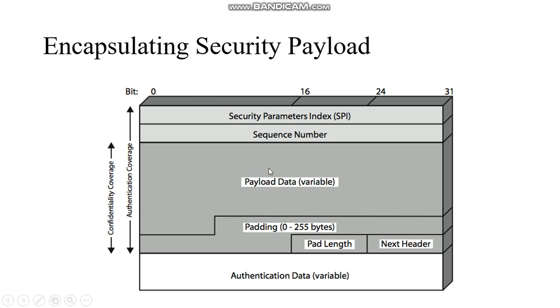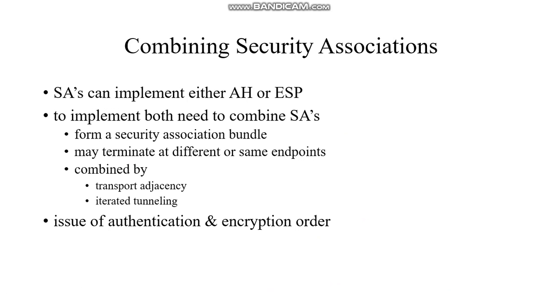Here the data is protected by the encryption. The padding here serves several purposes. If an encryption algorithm requires the plain text to be extended, that can be done in the padding area. And the pad length contains 8 bits. The number of pad bytes preceding this field can be specified here. Next header is an 8-bit field. It identifies the type of data contained in the payload data field. The next one is authentication data. It contains the integrity check value.